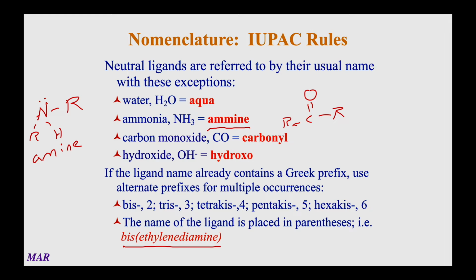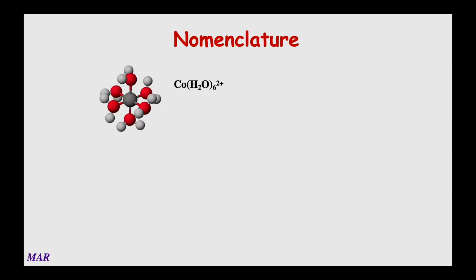Let's look at some examples. These things get really weird. So let's say we wanted to name this thing. It's cobalt. It has 6 waters and a +2 charge. Water is neutral, all right, so it doesn't affect the +2. So the +2 literally is the charge on the cobalt.